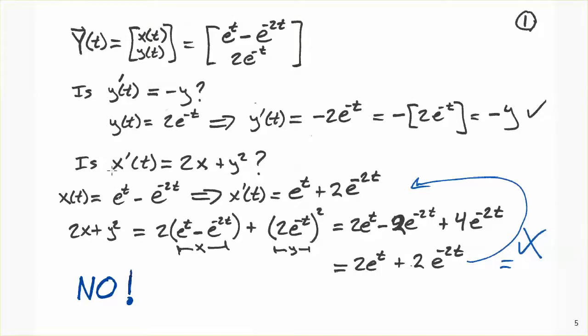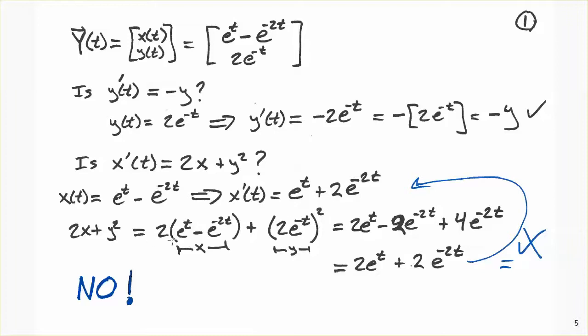Now let's look at x. What's the derivative of x? Well, that's the derivative of this, which should be e to the t, and then a minus 2 will come down, so that makes plus 2e to the minus 2t. So there's x prime. On the other hand, x prime is supposed to equal twice x plus y squared. So that's 2 times x, here's x, plus y, there's y, squared.